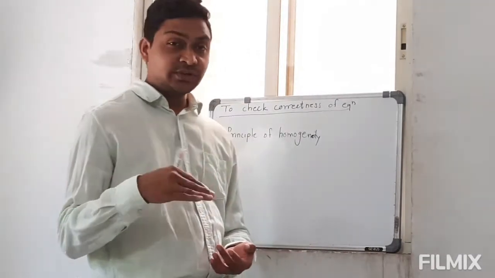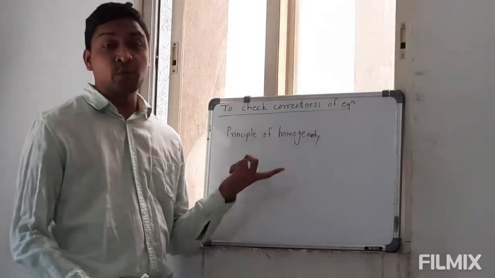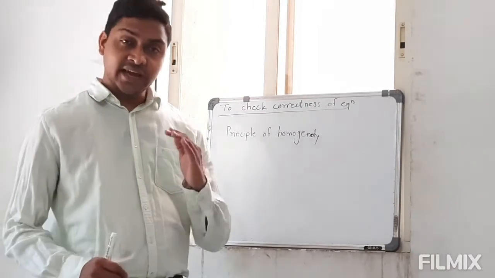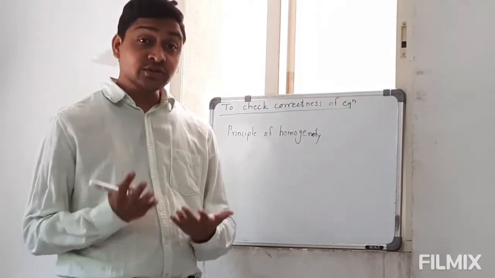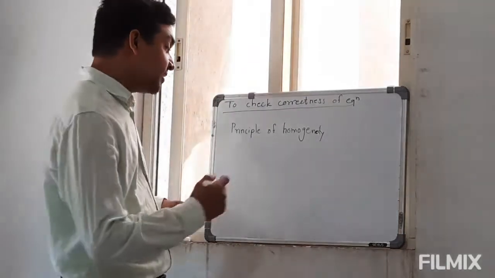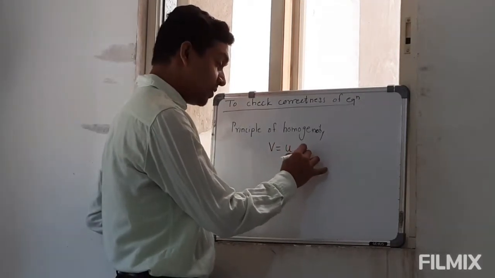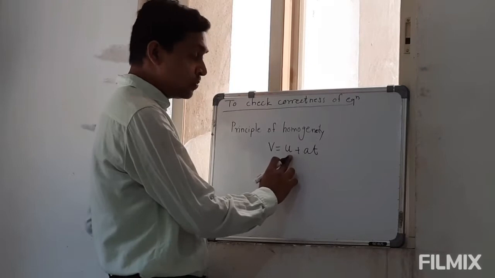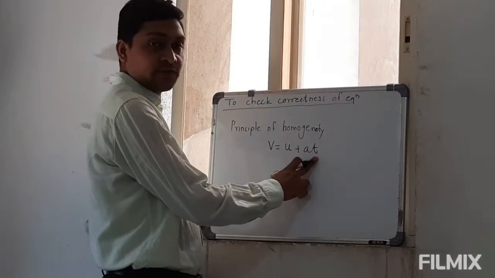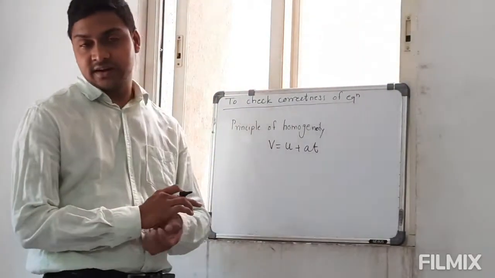To check the correctness, we have to use a simple principle, and that is the principle of homogeneity. The principle of homogeneity says that we can add or subtract only those quantities whose dimensions are the same. Suppose we take the equation v is equal to u plus at. The dimensions of u should be equal to the dimensions of at, and equal to the dimensions of v. Then only this equation is dimensionally correct.